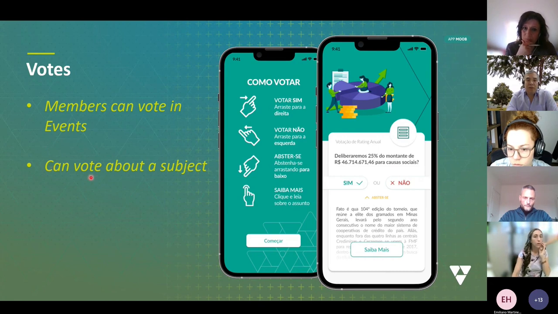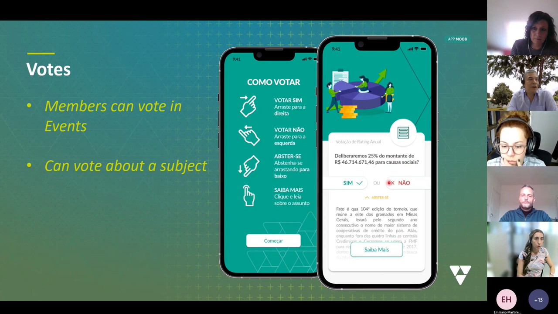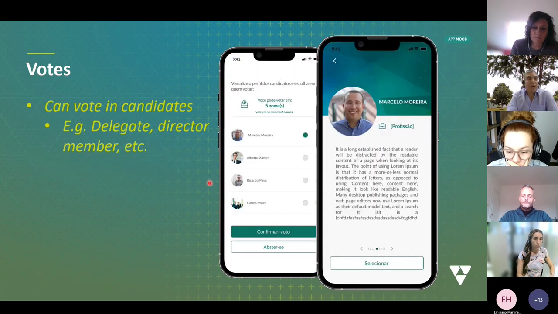Votes. The members can vote in an event. The member can vote about a subject, for example, to give 25% of an amount to social causes, and the people can say yes or no. So the people can vote about a subject. But they can also vote for candidates, for example, delegates, director members, and so on.